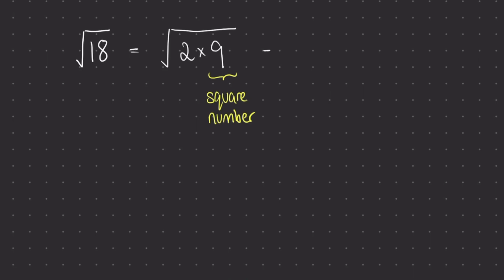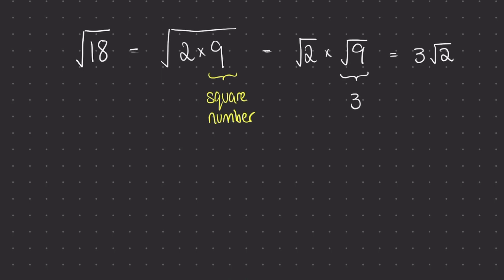Using the rule that we just learned, when there's multiplication inside the surd, I can actually split it up into two surds multiplied together. So now that's root 2 times root 9. And now the importance of the square number becomes apparent, because we have the square root of 9. And of course that is going to be 3. So combining these two numbers now, I would have 3 multiplied by root 2.